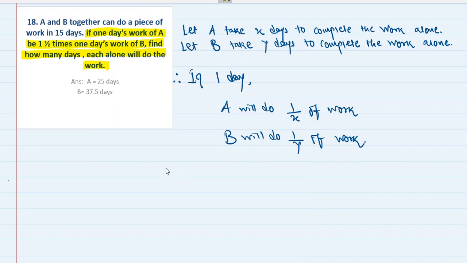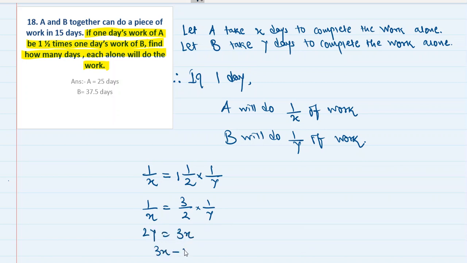So what is the 1 day's work of A? 1 by X is 1.5 times 1 day's work of B, 1 by Y. So 1 by x is equal to 3 by 2 multiplied by 1 by y. Okay, so this will be 2y is equal to 3x, or 3x minus 2y is equal to 0. 3x minus 2y is equal to 0. This is equation number 1. Correct? So this is the first equation.